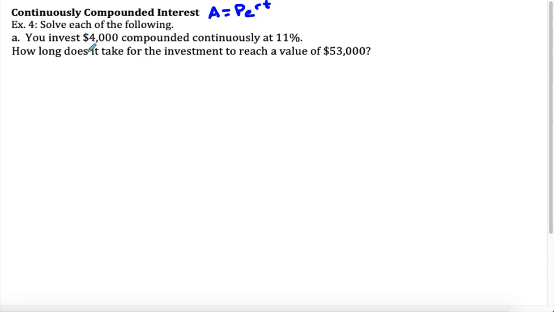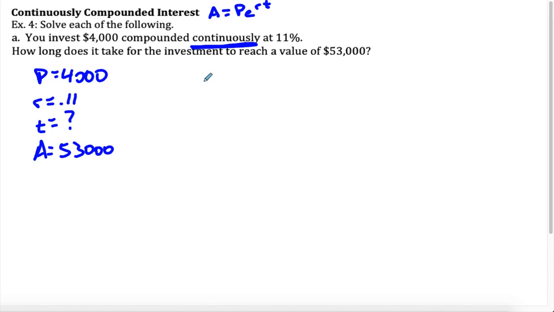So here, this says we invest $4,000. So $4,000 is my starting amount. That's my principal. Continuously, so that tells me I'm going to use this formula. Whenever we see continuously, we're using PERT. And 11% is the rate. So 11% as a decimal would be 0.11. We want to figure out how long it takes, so the time is what I don't know. That's what I'm going to be solving for. And I want my final amount to be 53,000.